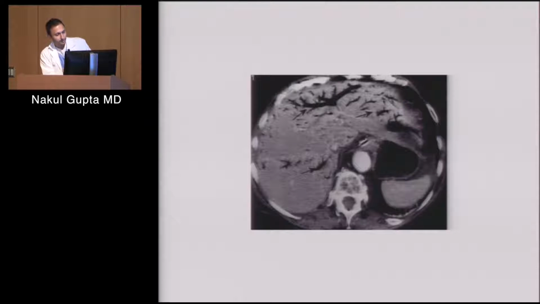So remember, air is black on CT. And the only thing that branches like this in the liver is the portal vein. It could be biliary too, but usually the biliary tree isn't quite so branching, with all these tiny little branches. So this is portal venous gas.